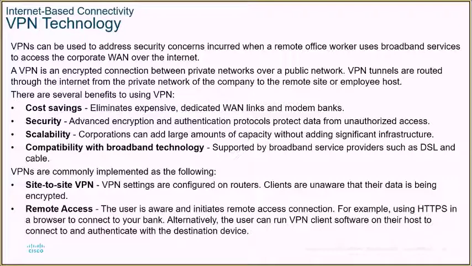VPNs are commonly implemented as the following. Site-to-site VPN is normally configured on the router, both at maybe the head office and branch office, and so they have that tunnel between them. The actual client machines never know that it's been VPN'd. While remote access is where a user will connect their host to a VPN server, and there is a tunnel between their computer and the VPN server. For example, using HTTPS in a browser to connect to your bank. Alternatively, the user can run VPN client software on their host to connect to and authenticate with the destination device.